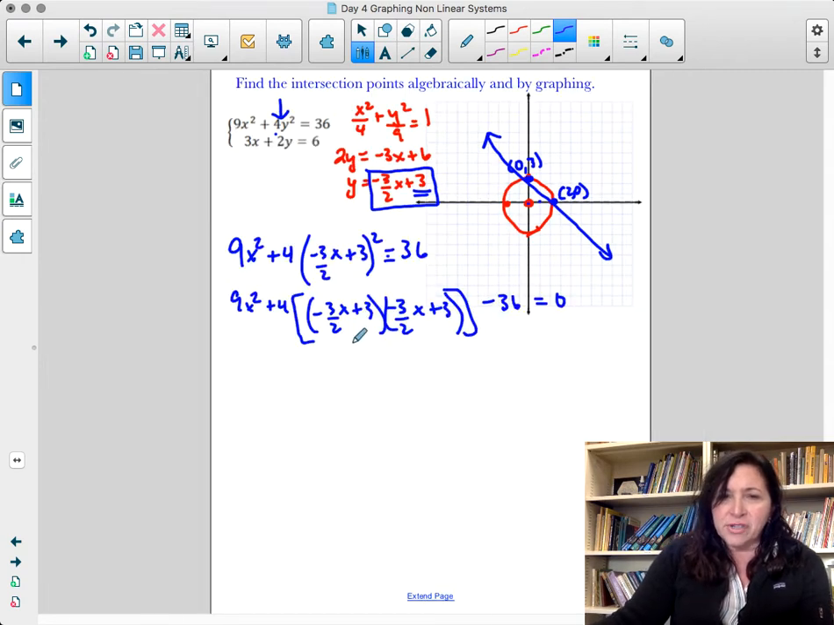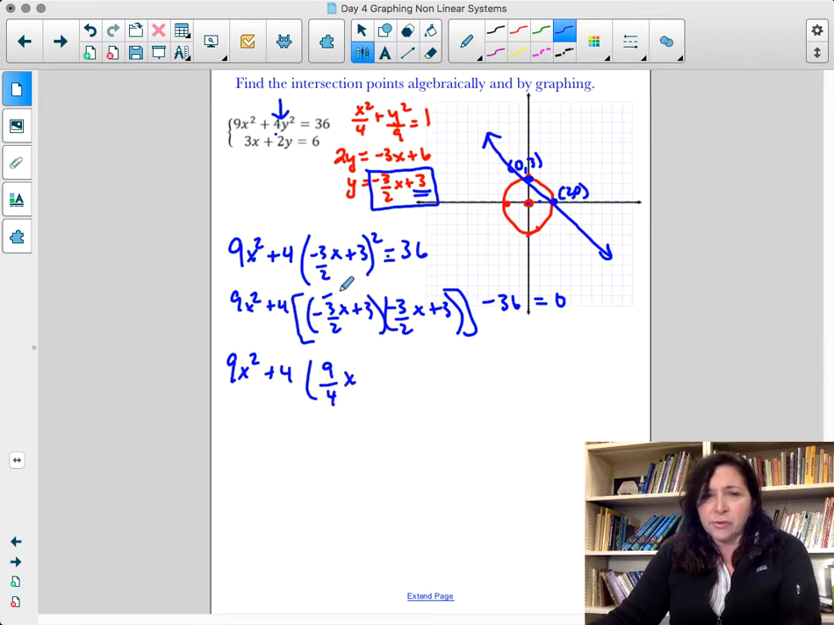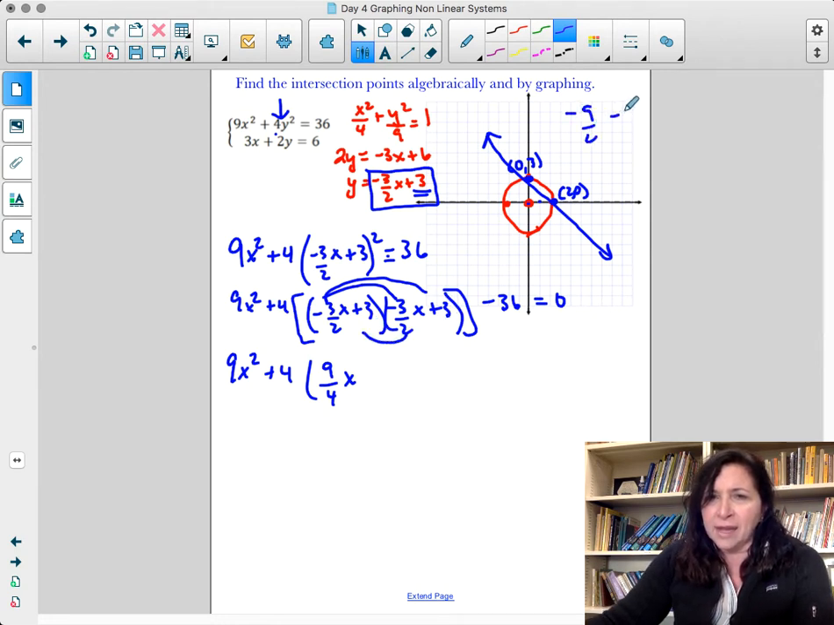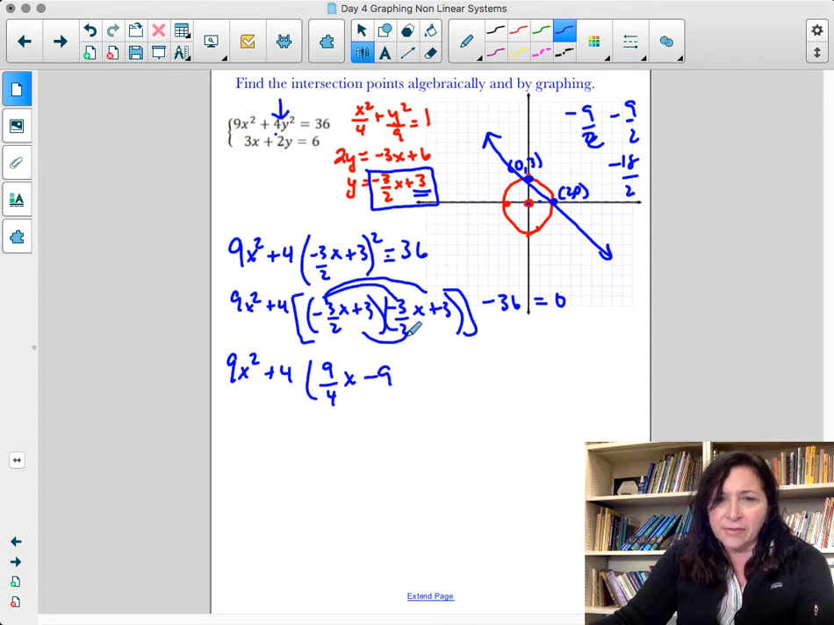Okay, so this is just foiling. You guys know how to do this. So 9x squared plus 4. Now let's do this slow. Negative 3 halves times negative 3 halves is positive 9/4 x. And so that's just the first one. Now you already can see this 4, those are going to cancel later. Now we're going to go negative 3 halves times 3 is negative 9 halves. And then another negative 9 halves. So what's negative 9 halves and negative 9 halves? That's negative 18 halves, right? Well, what's negative 18 halves? Negative 9. So that's negative 9x. And then 3 times 3 is 9. And don't forget, minus 36 equals 0.